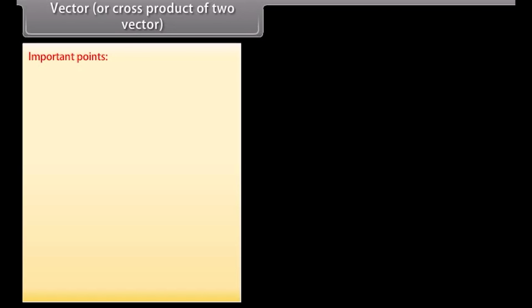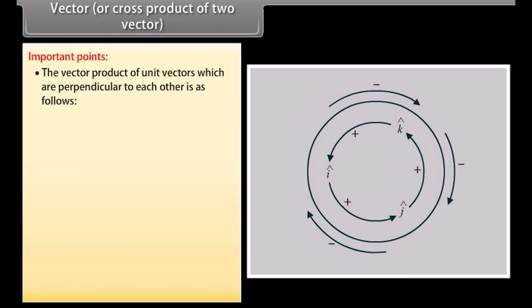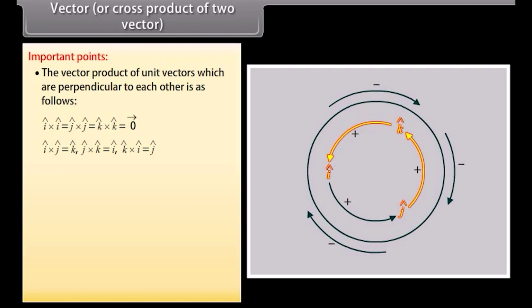Important points. Vector product of unit vectors which are perpendicular to each other is as follows. Cap I cross cap I equals cap J cross cap J equals cap K cross cap K equals vector 0. Cap I cross cap J equals cap K, cap J cross cap K equals cap I, cap K cross cap I equals cap J. Cap J cross cap I equals minus cap K, cap K cross cap J equals minus cap I, cap I cross cap K equals minus cap J.